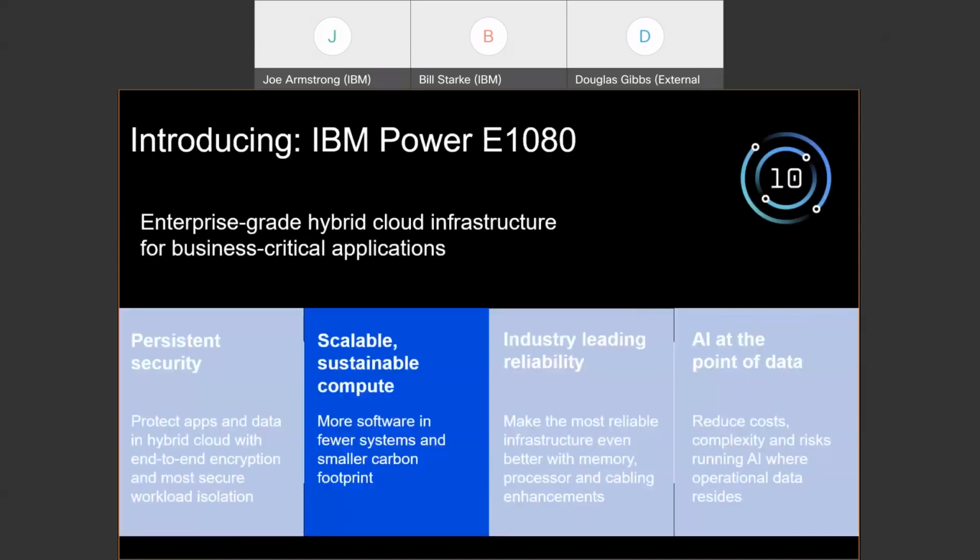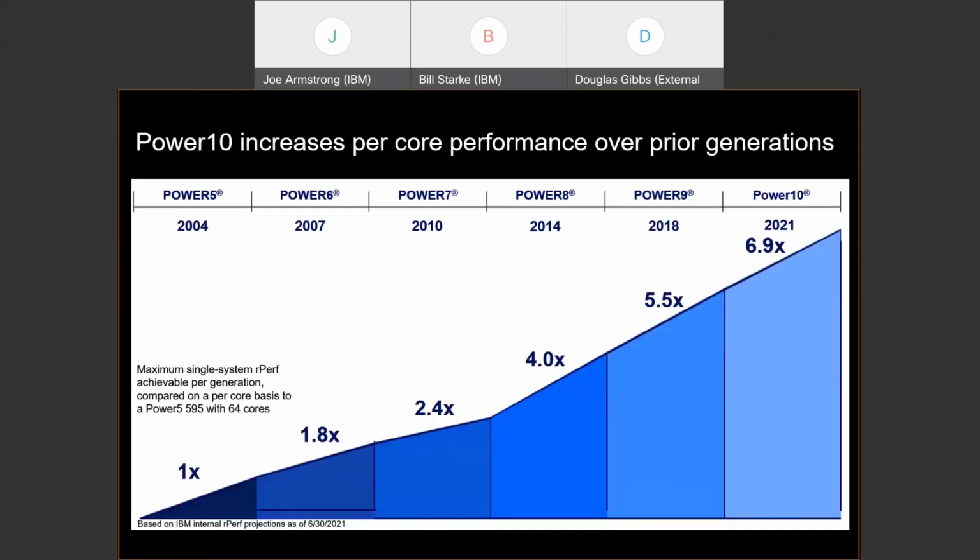So let's look at the next pillar here, scalable and sustainable compute. We're going to look a little bit at the performance of Power10. One of the key things is that Power10 increases the per core performance over prior generations. Actually, every Power generation has done that since the beginning. If you took this chart and did it for Intel, it would be very flat or dip.